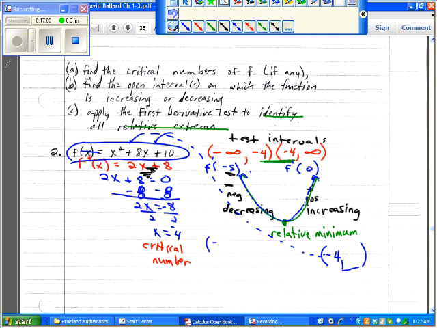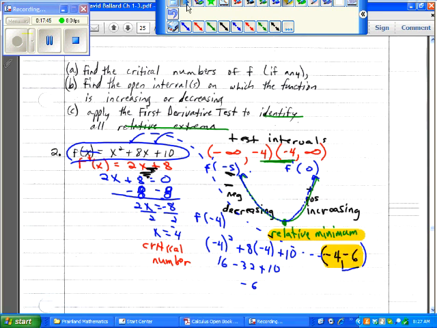So we would have negative 4 squared plus 8 times negative 4 plus 10. So we're actually finding f of negative 4, not f prime of negative 4, right? So we're going to have 16 minus 32 plus 10, which would be negative 6. And so we have identified that there is a relative minimum at the point negative 4, negative 6. Any questions on number 2? Okay.